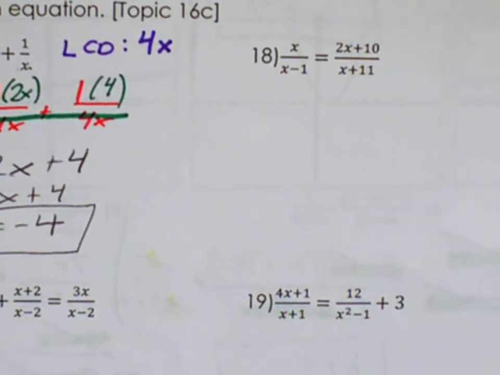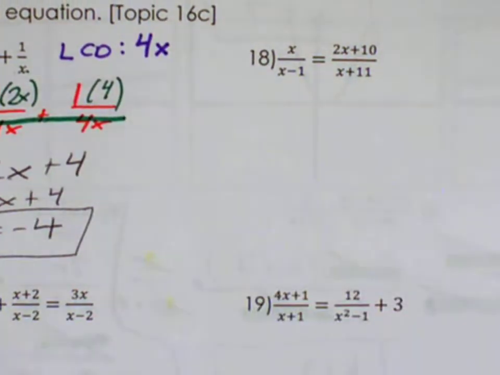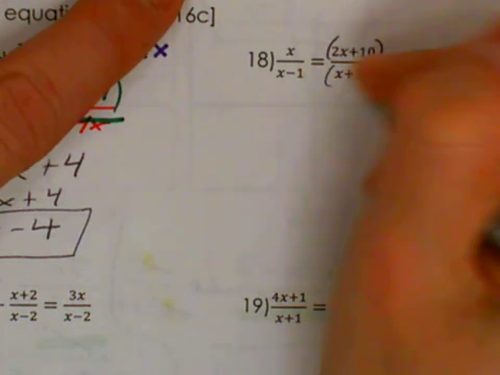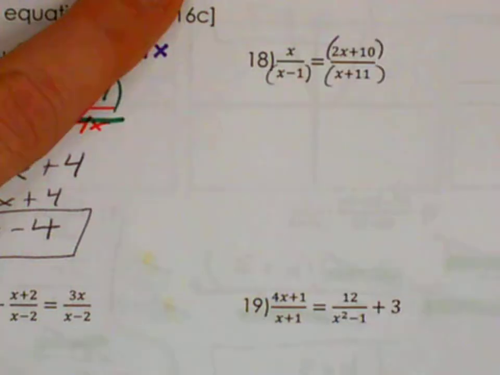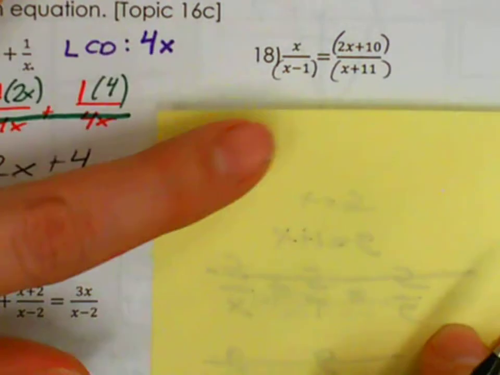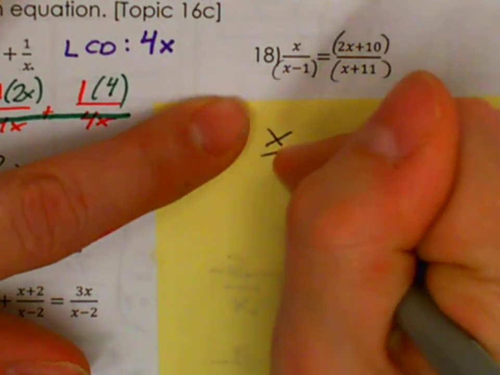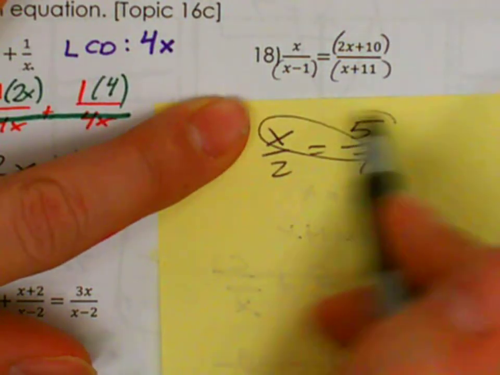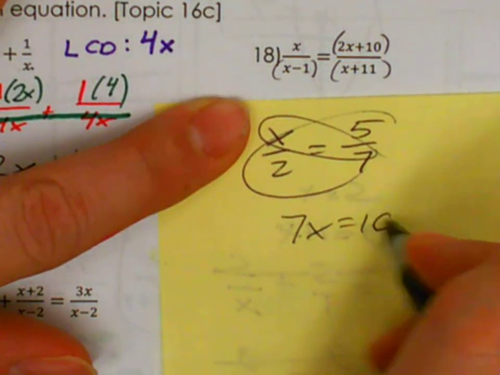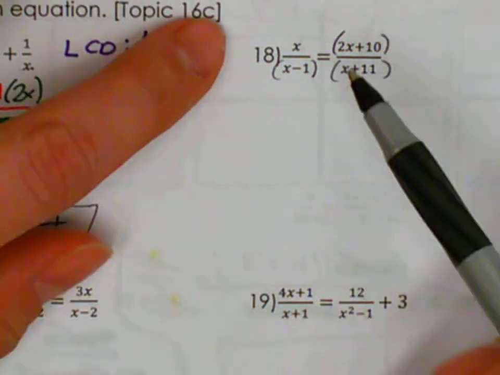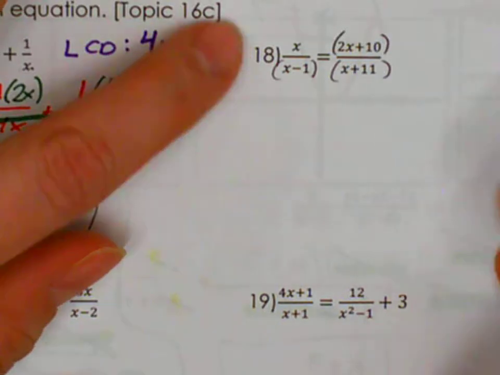So I'm going to do number 18 a different way just to show you that you can. And this only works if you have a single fraction equal to a single fraction. If you have a single fraction equal to a single fraction, you can cross multiply. Just like something like this, x over 2 equals 5 over 7. I would say, oh, I cross multiply: 7x equals 10, x equals 10 over 7. So again, only if one fraction is equal to another fraction can you cross multiply.